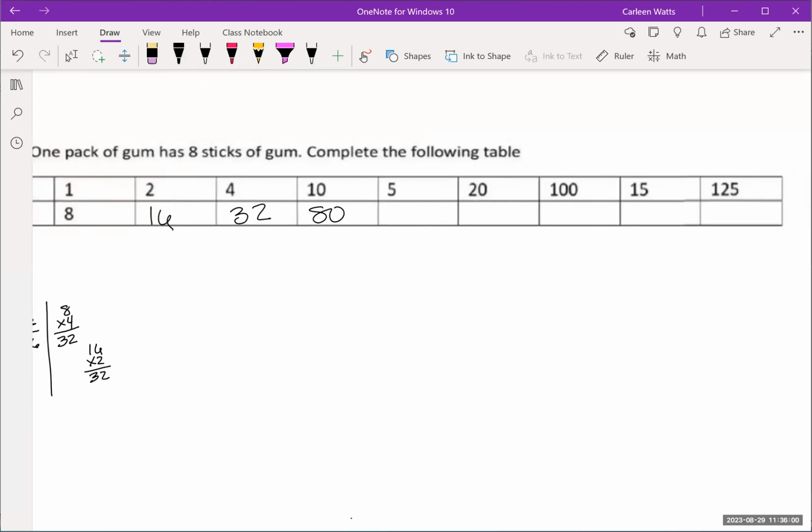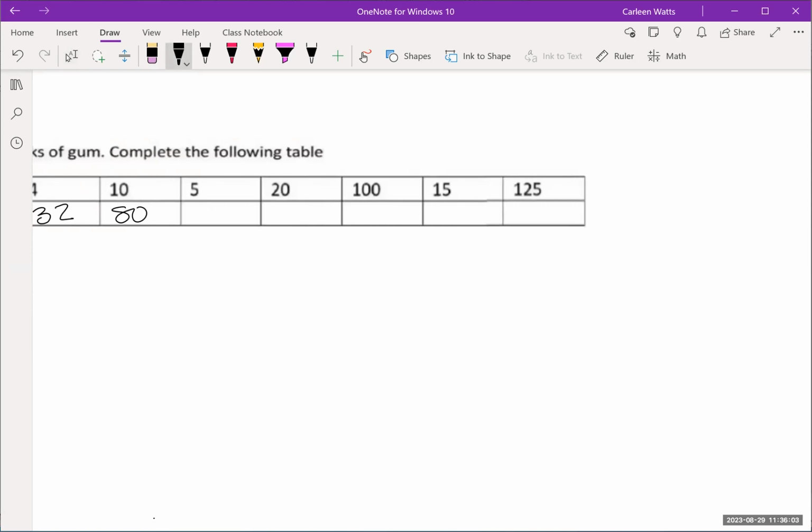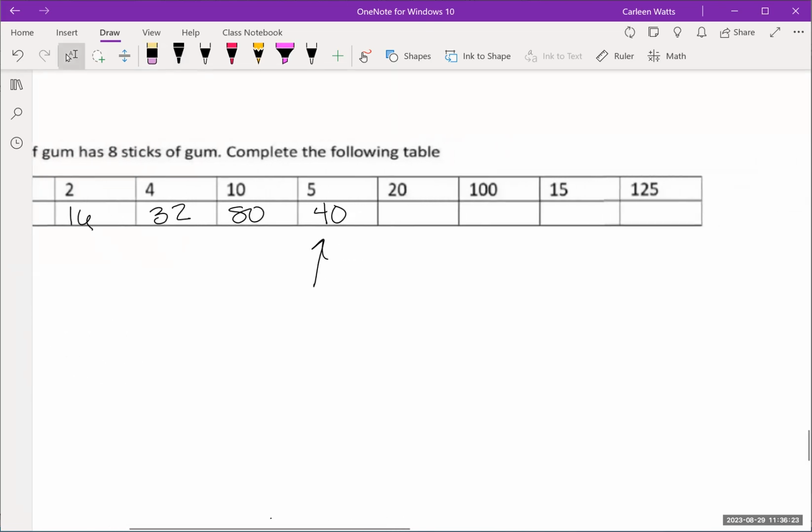Okay. Without a calculator, if I know 10 packs, how could I go to 5 packs? 8 times 5, or you could divide 80 by 2. Okay, so this is what I call multiple methods. And it increases synapses in your brain.